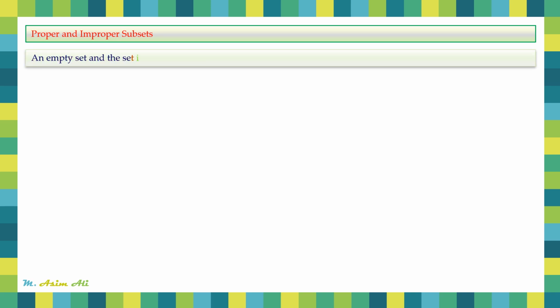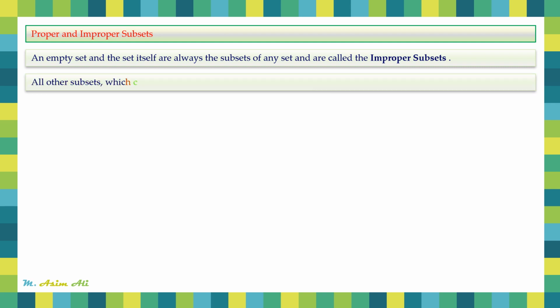There are two kinds of subsets, proper and improper subsets. An empty set is a subset of each and every set, and the full set itself is also a subset of itself because it contains all of its elements. So these two sets are called improper subsets. All of the subsets which are not improper, and which always contain fewer elements as compared to the original set, are called proper subsets.